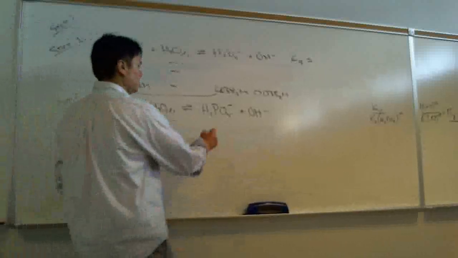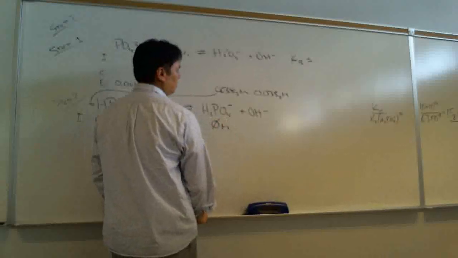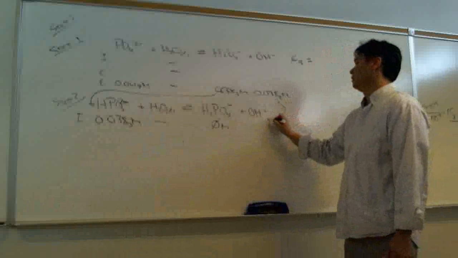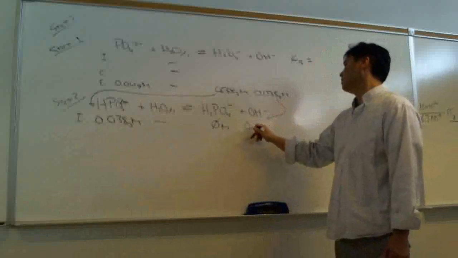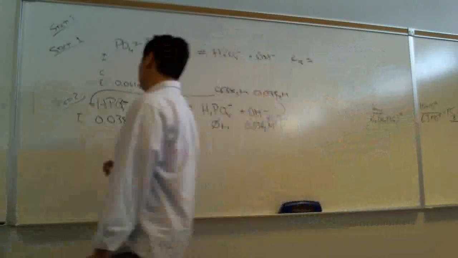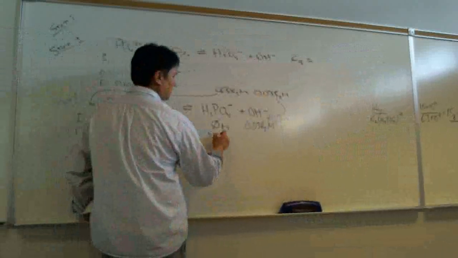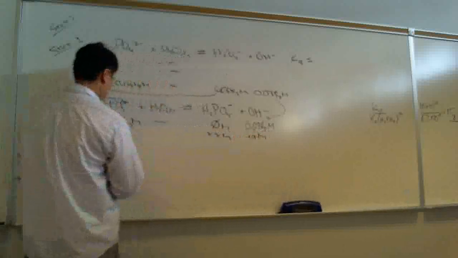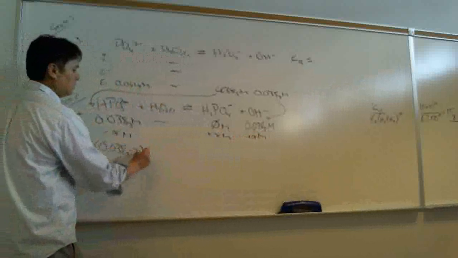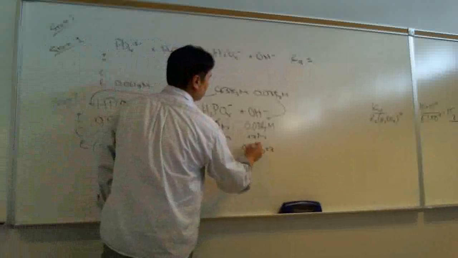H2PO4 minus, how much initial? 0. How much hydroxide initial? A lot of people say 0, but that's not really true, because we have hydroxide from step 1. That's 0.0383 molar. And so then we're going to have a change. This is going to be minus X, this is going to be plus X, plus X. So at equilibrium, 0.0383 minus X, X molar, and 0.0383 plus X.